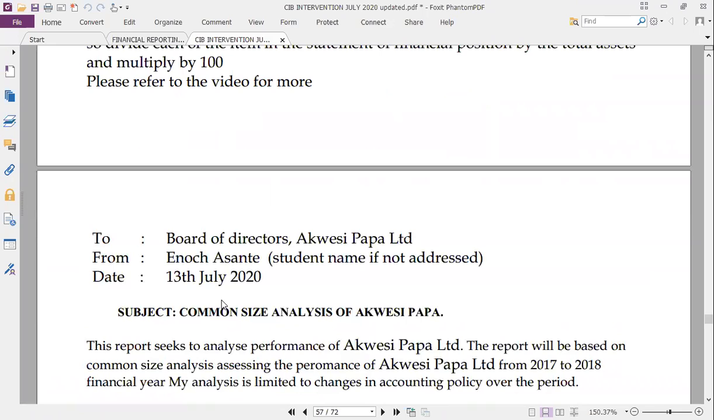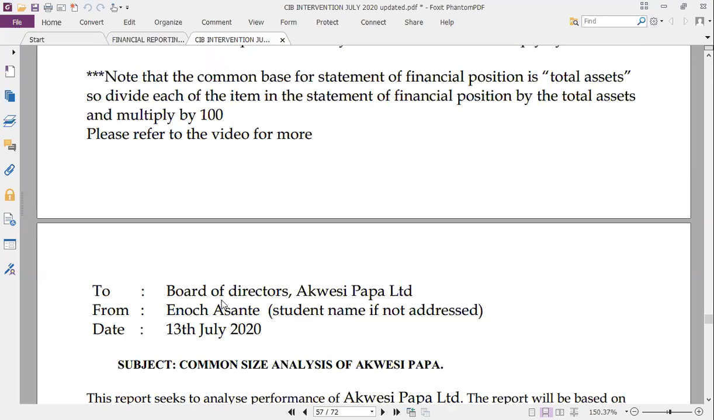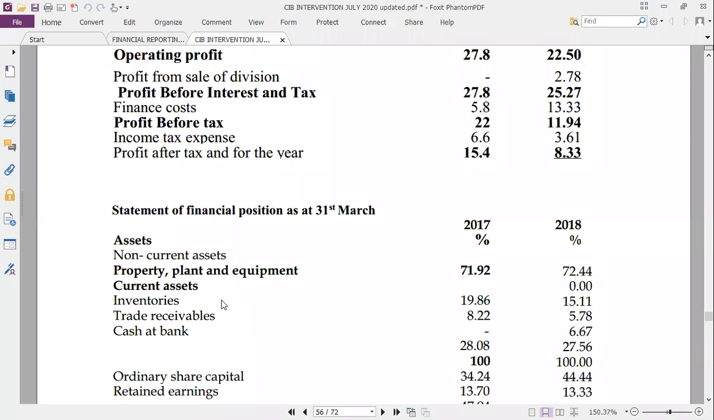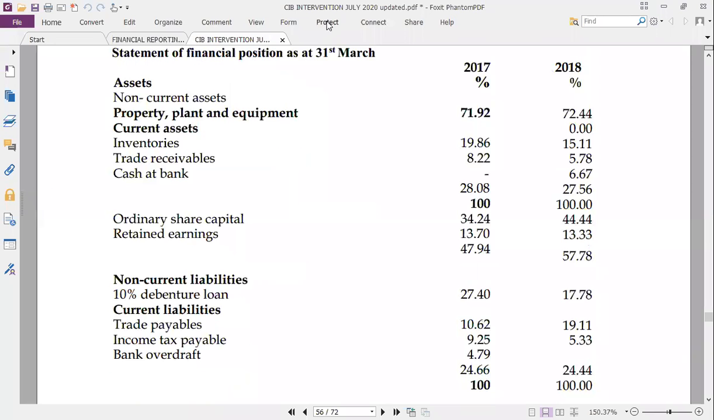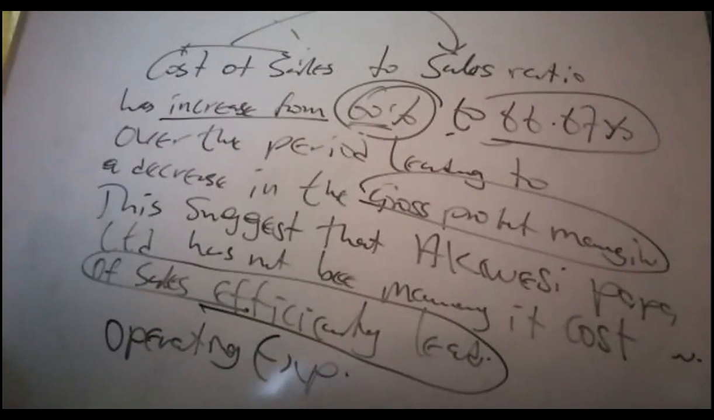You're done with your common size report. This report is just on the profit and loss. I wrote on profit and loss. So that is it. Okay, so great.